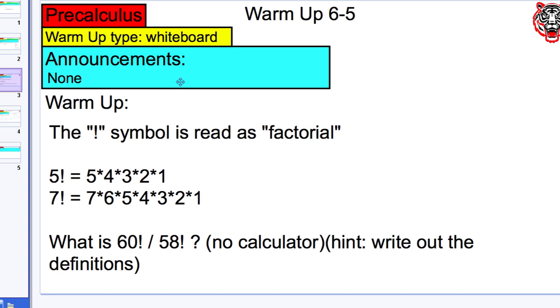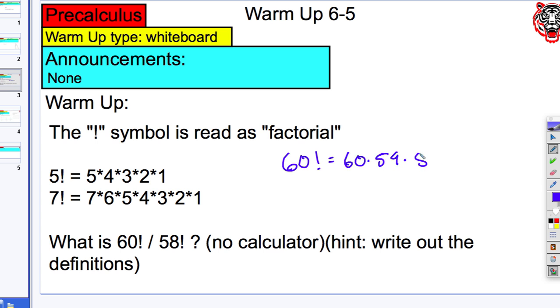So let's do this problem really quickly where I have 60 factorial over 58 factorial. We'll solve it together. So tell me how to write out 60 factorial. 60 factorial is equal to 60 times 59 times 58 times 57 times 56 times 55 times. So it always has to start with the actual number before the factorial. Yes, always.